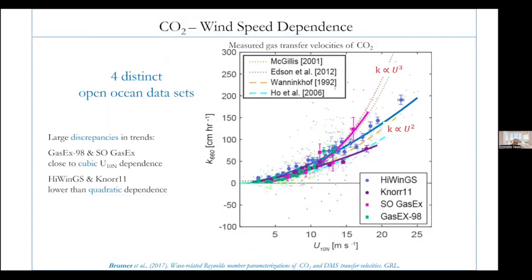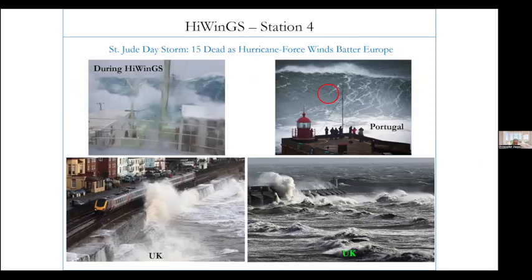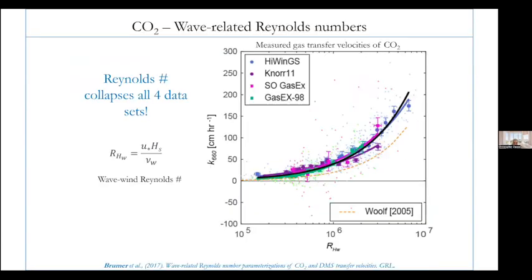relationship. So here's against wind speed, but if we consider the waves, we can model this rate of transfer with not just wind speed, but a wave related parameter. So wave height. And here you see it collapses all the data sets really nicely. So instead of using wind speed, now we can use what we call a wind wave Reynolds number that characterizes this rate of transfer a lot better and will help us constrain that number of CO2 uptake by the ocean.